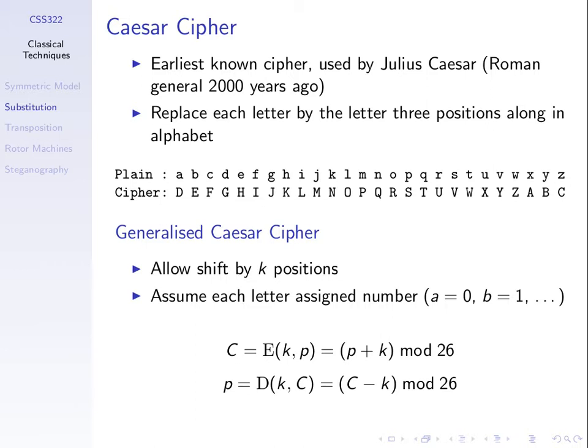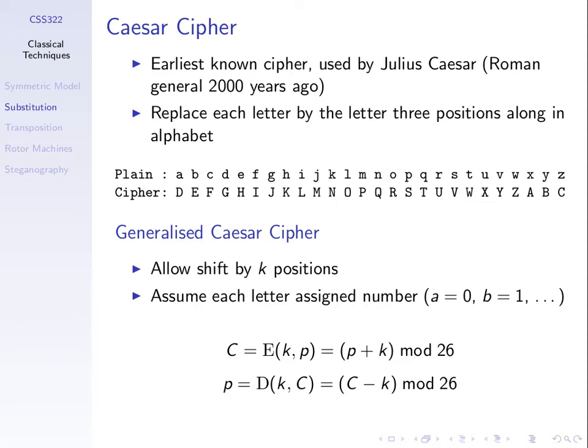If the input letter is Y, then the output is B, because B is 1, 2, 3 positions along. We wrap around at the end, so we can use all the letters. That's the simplest cipher that we'll go through. We can generalize that. The original Caesar cipher shifts by three positions, but we can generalize it to shift by any number of positions, k positions. So we define the cipher by how many positions we shift the letters.